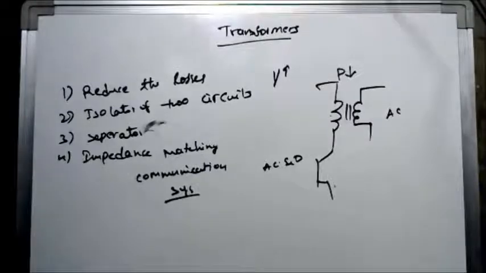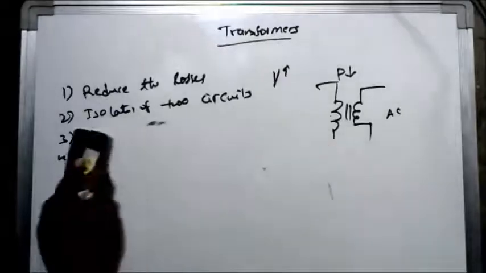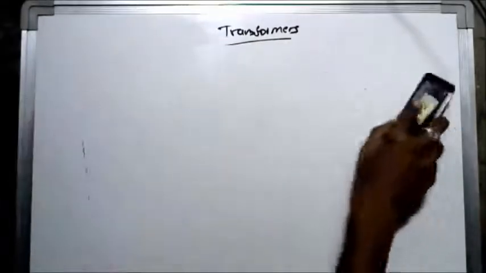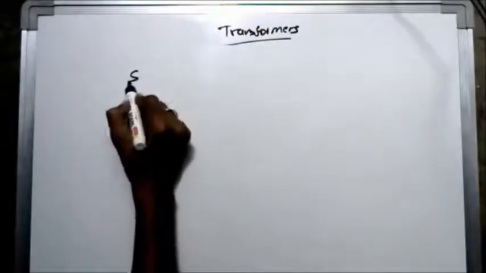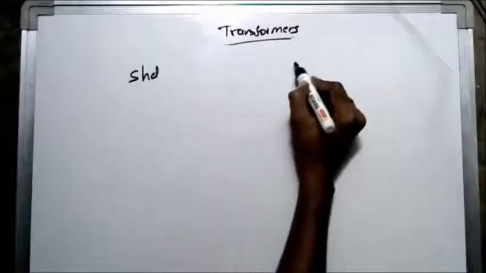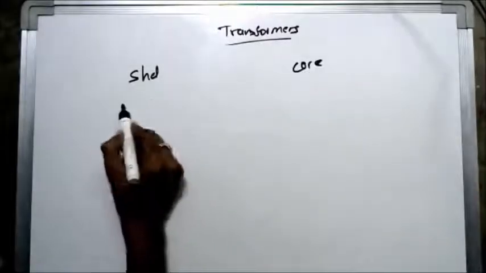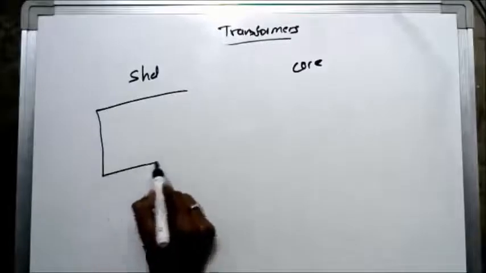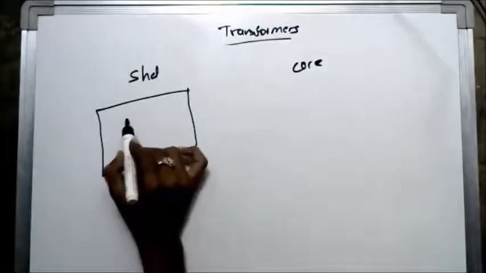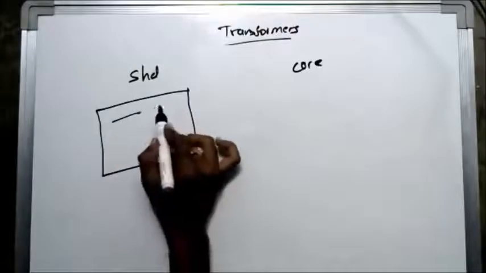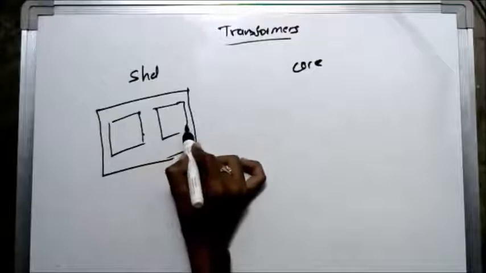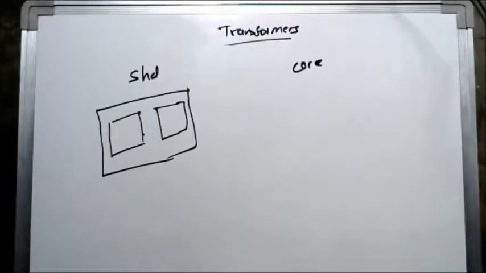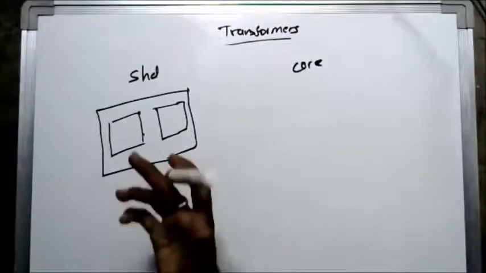Transformer construction. Transformers are constructed in two ways, that is shell type transformer and core type transformer. This is shell type and core type. In shell type transformer, the core covers the entire winding, or some part of the winding. This is the winding.